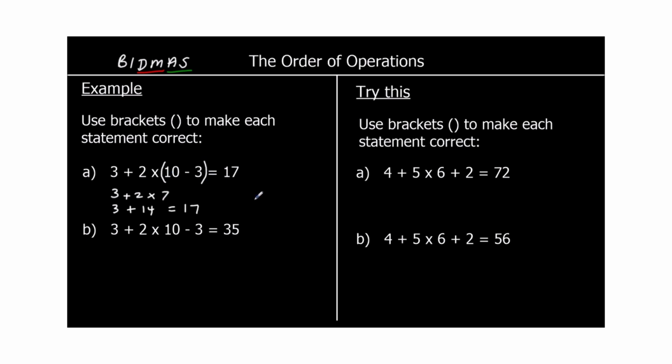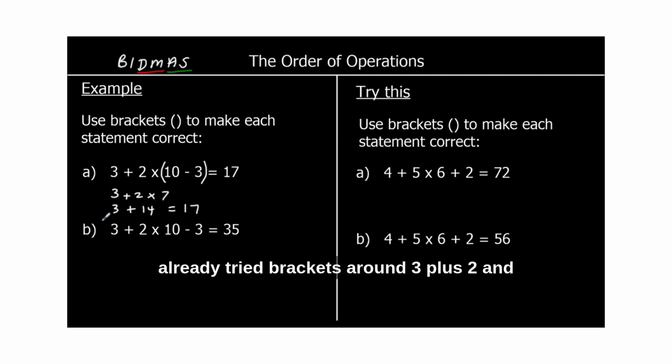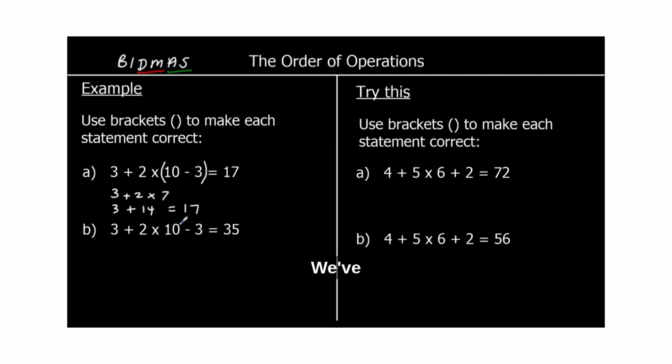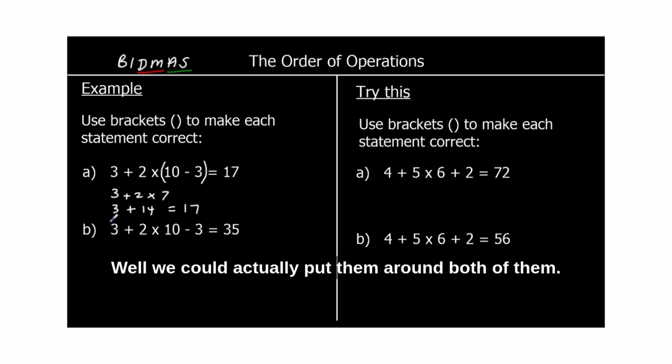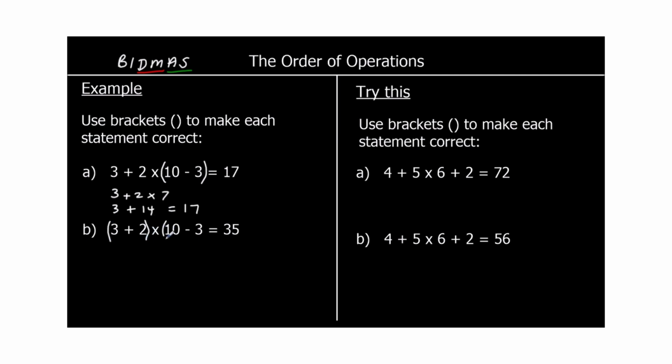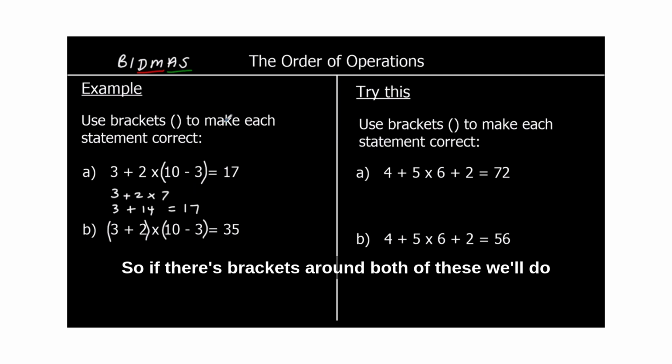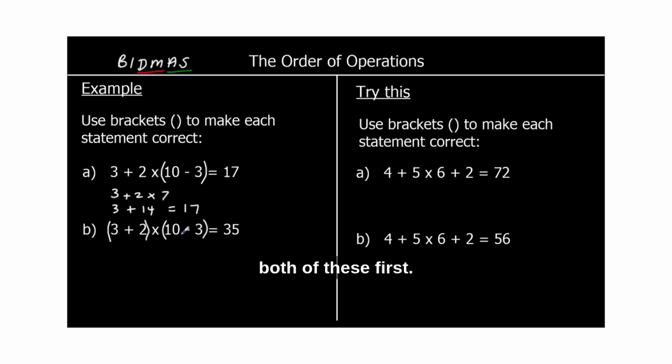For the second one, we already tried brackets around 3 plus 2, and that gave us 47. We've tried brackets around 10 minus 3, and that gave us 17. So where else could we put the brackets? Well, we could actually put them around both of them. So if there's brackets around both of these, we'll do both of these first. So 3 plus 2 is 5, times 10 minus 3, which is 7, and 5 times 7 is 35.